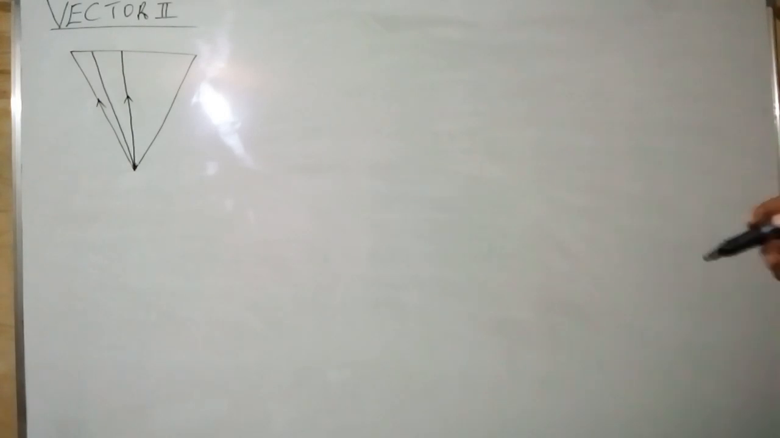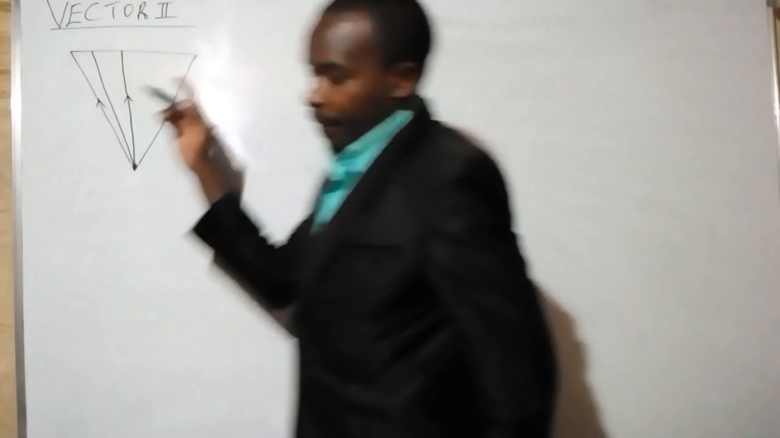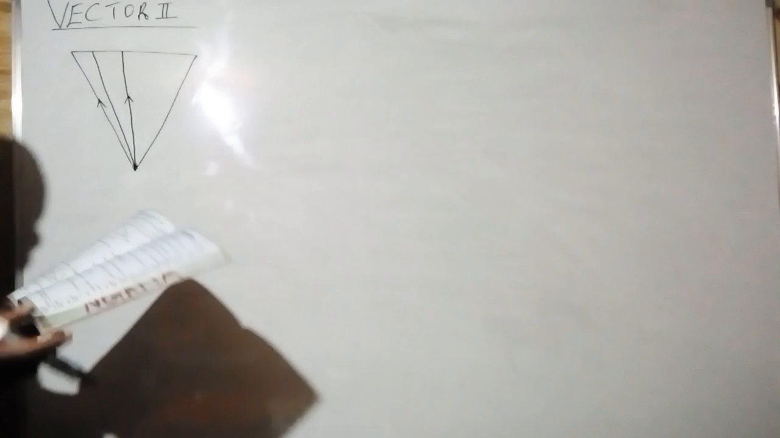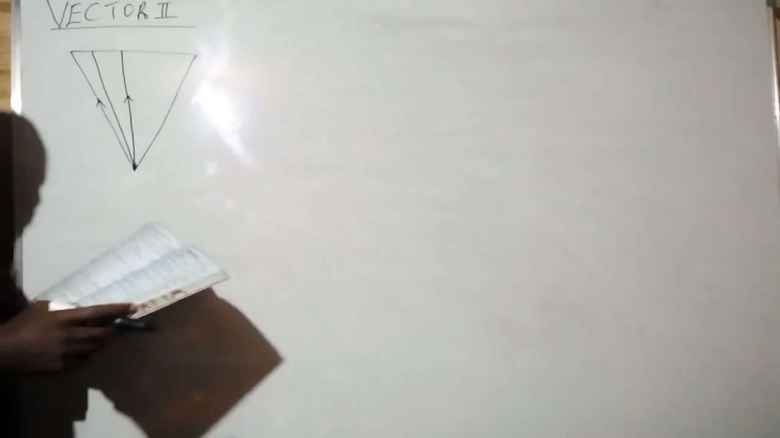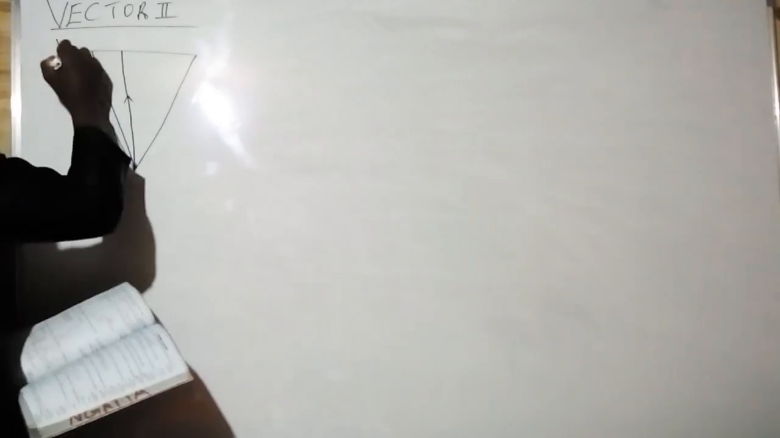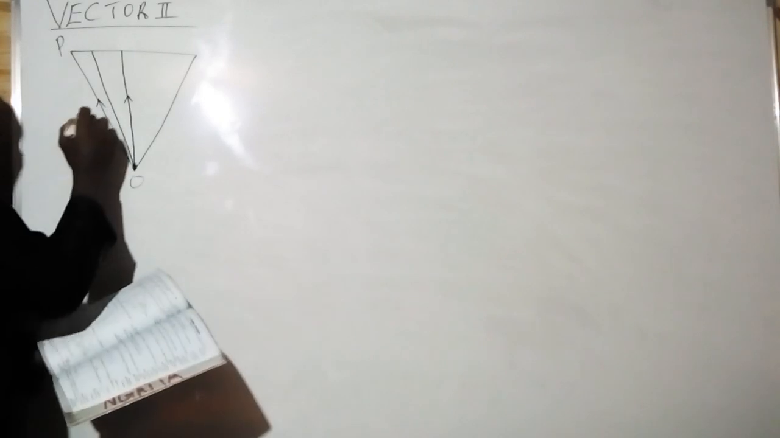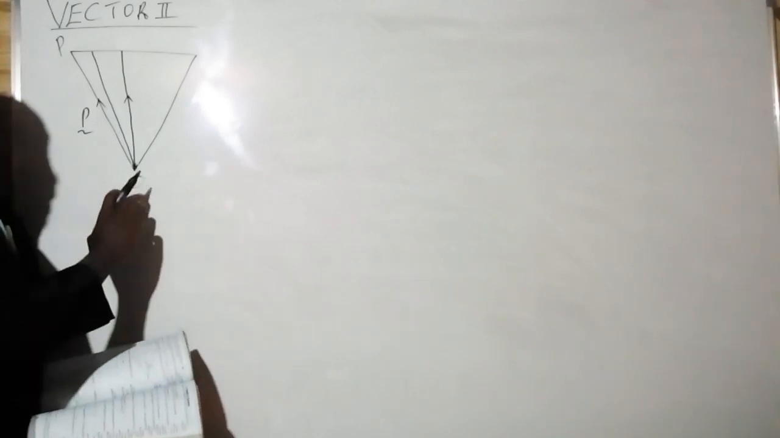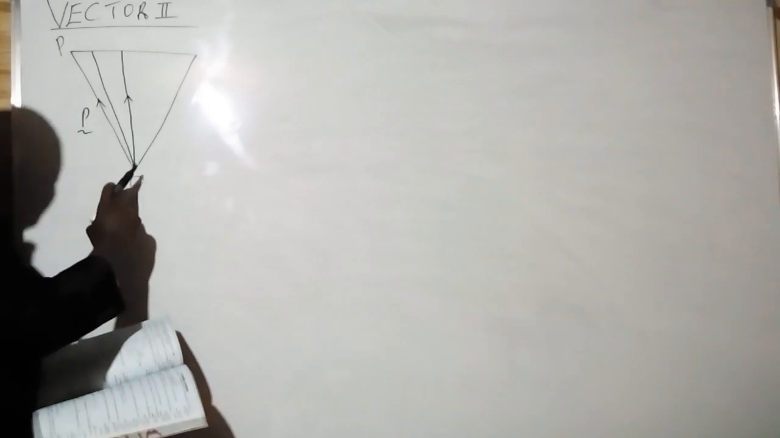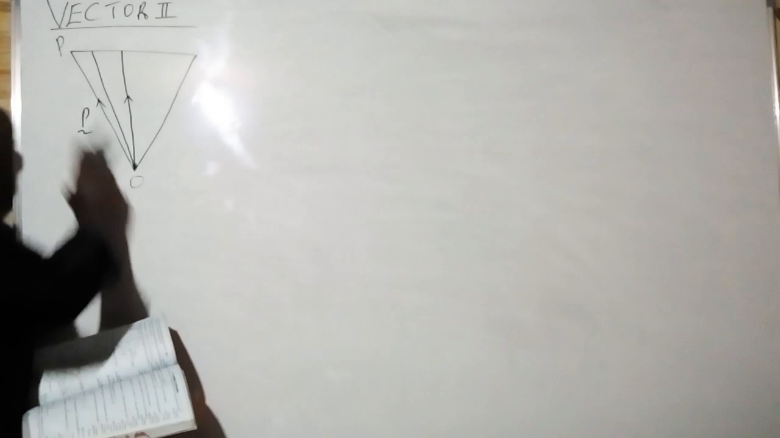We are covering vector 2, and we are going to start with this question, a question that was done in 2018, that is KCSE, and you'll be told that OP is vector P, the direction from O to P. We said that a vector should have an origin, a direction, and a magnitude. Origin is from O, direction is from O to P, and the magnitude is OP.